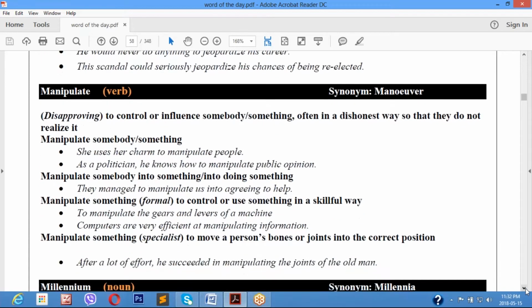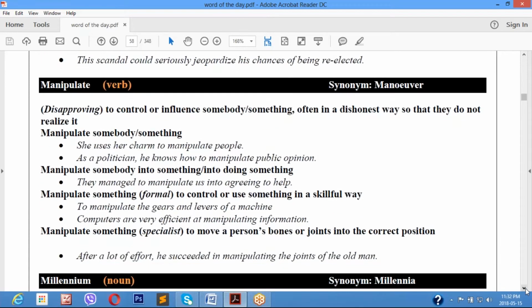Manipulate. So what is manipulate? Manipulate is you are manipulating something. She uses her charm to manipulate people. चलाना, लोगों को इस्तेमाल करना. As a politician, he knows how to manipulate public opinion. लोगों की opinion को कैसे manipulate करना है.